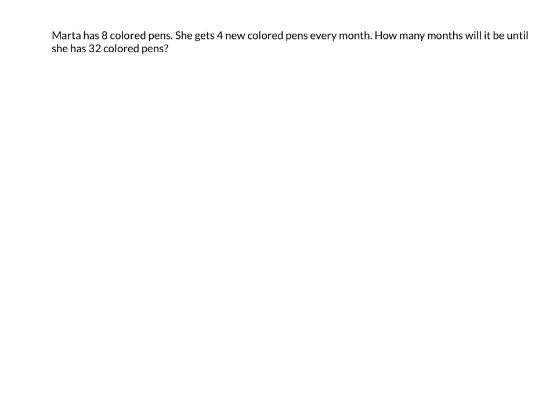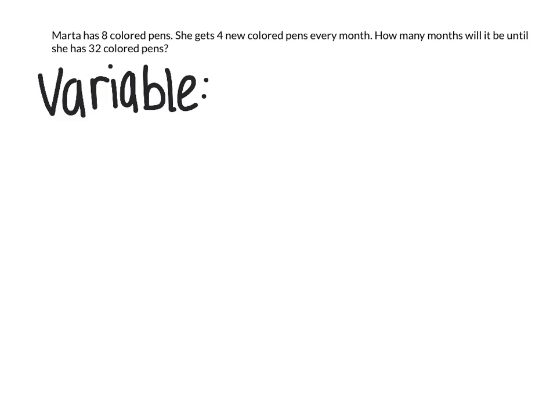Our first step is to figure out what our variable will be and what it represents. So, our variable, we just pick a letter. I'll just do x. It's simple. Then we need to figure out what we are counting, what the question asks us to count. So if we look back at this question, how many months will it be until she has 32 colored pens?